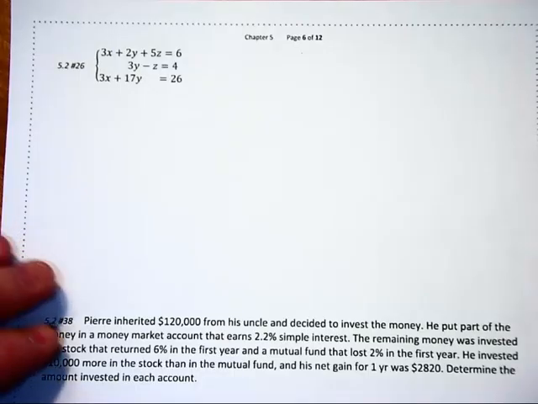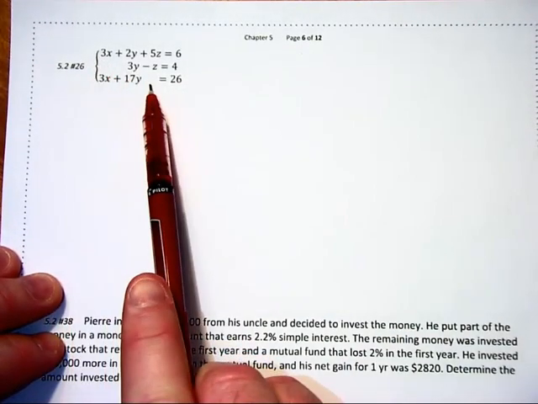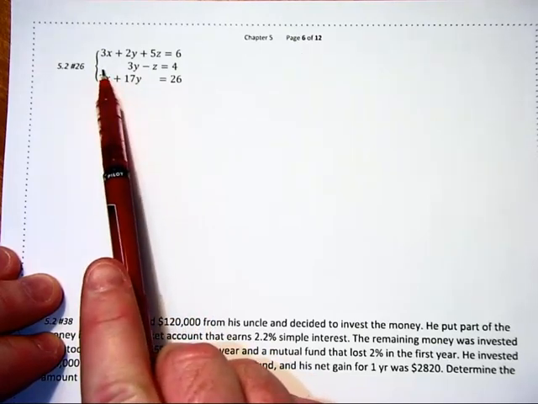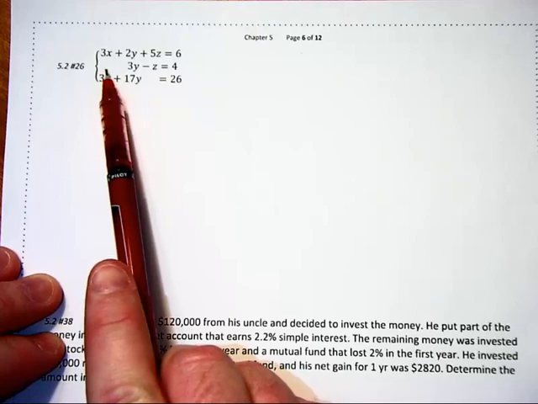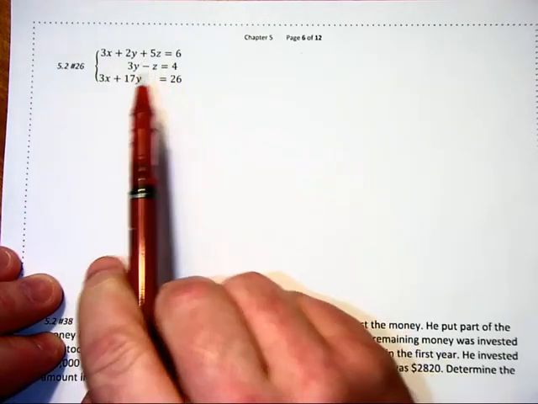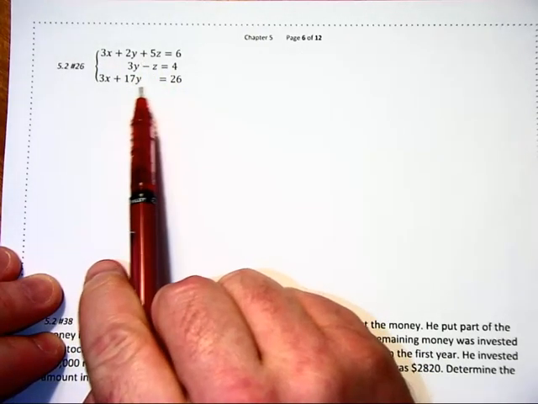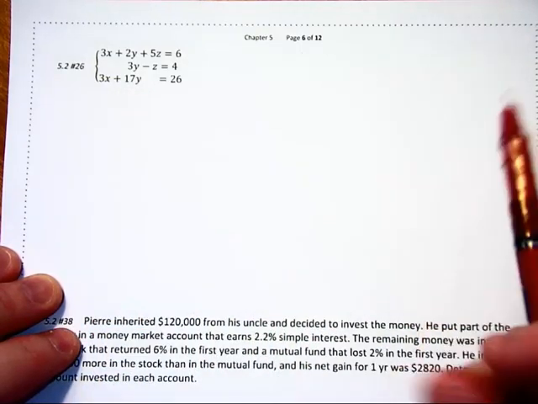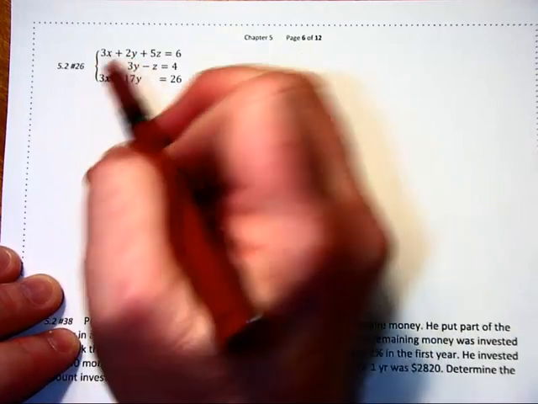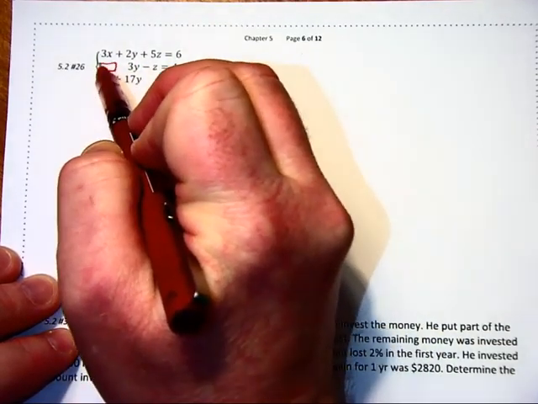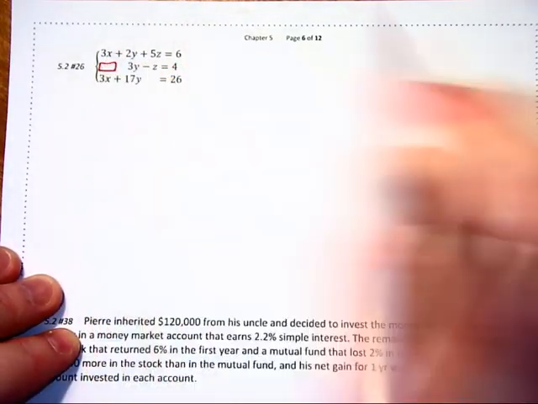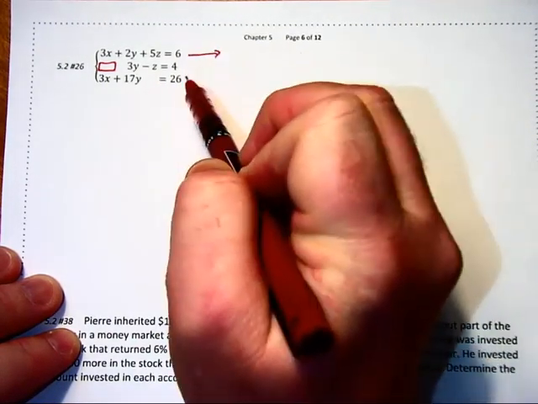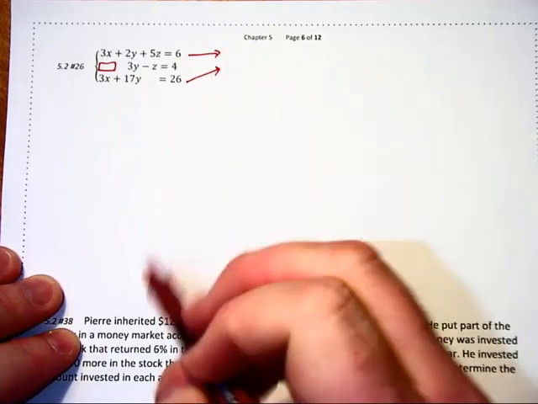In this problem, we see some gaps in this system. It's already in standard form, but there's really a 0x in front of the second equation and a 0z in the third equation. Somehow we need to choose a variable to eliminate, and since I have a gap in this second equation and already have 3 x's in the first and third equation, it seems to me that those are the ideal equations to work with.